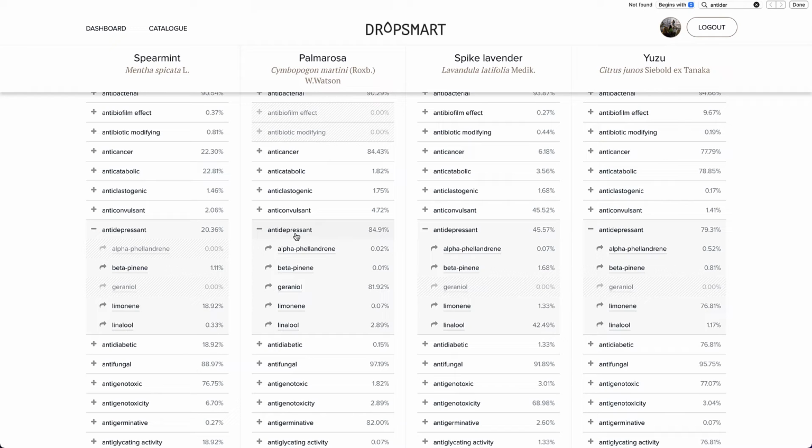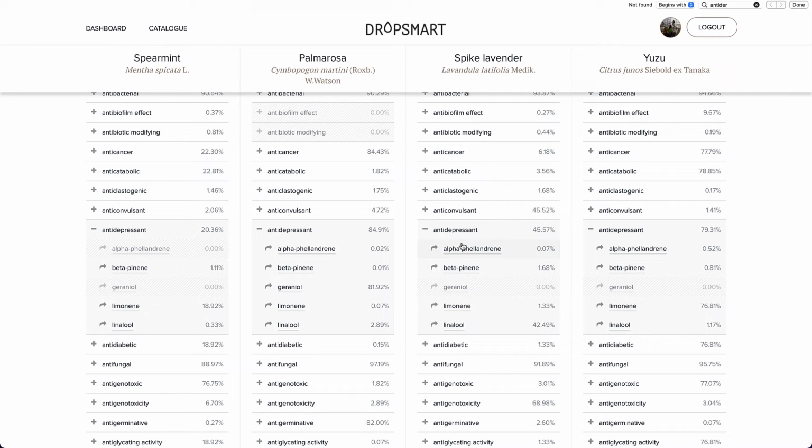So here with Palmarosa, take a look at this, over 80% of chemical constituents that are antidepressant. And that explains a lot why we use Palmarosa in all sorts of emotional states. So with Palmarosa, the dominating component is geraniol. So typically when we see alcohol, we think monoterpene alcohol, the red portion of the pie charts in DropSmart, we are thinking of linalool. But there are many more constituents, and in this case monoterpene alcohols, that have wonderful properties that you may use.